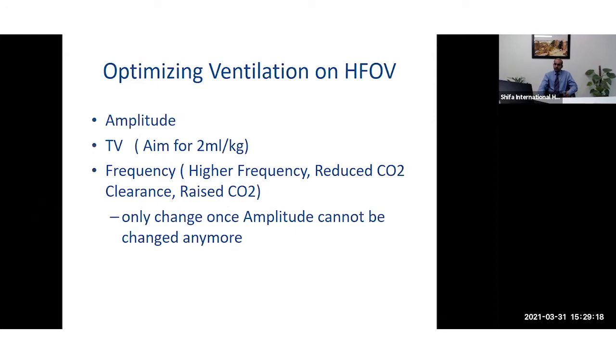So to optimize ventilation or CO2 clearance on high frequency, we can change the amplitude. The new ventilators also tell us how much tidal volume is being delivered with each breath, and the aim is usually around 2 mL per kilogram. And as I mentioned, the frequency is the parameter that we change once the amplitude has reached a maximum point. However, on some ventilators, especially the Dagger ventilators, the amplitude cannot be increased above a certain point until the frequency is reduced. So in some cases, you might need to reduce the frequency from 10 to 8 to increase the amplitude above a certain number.